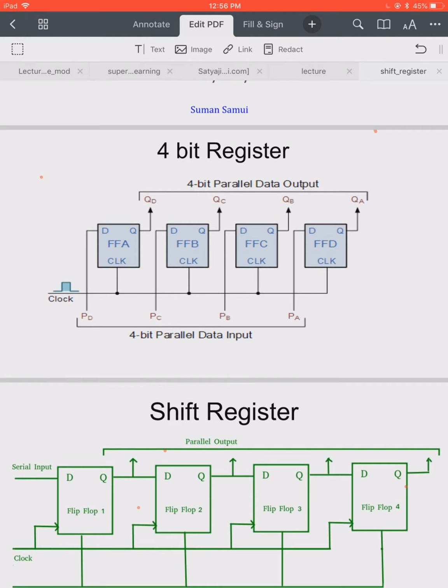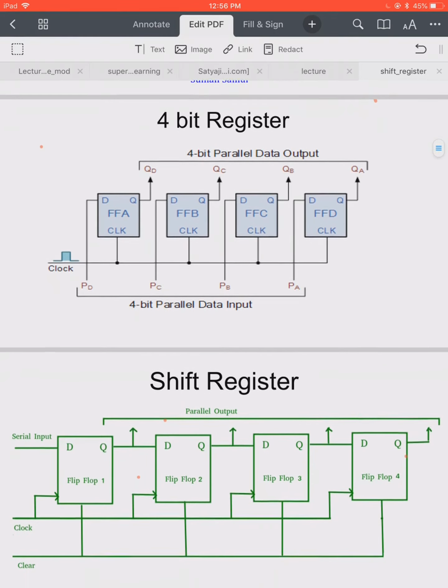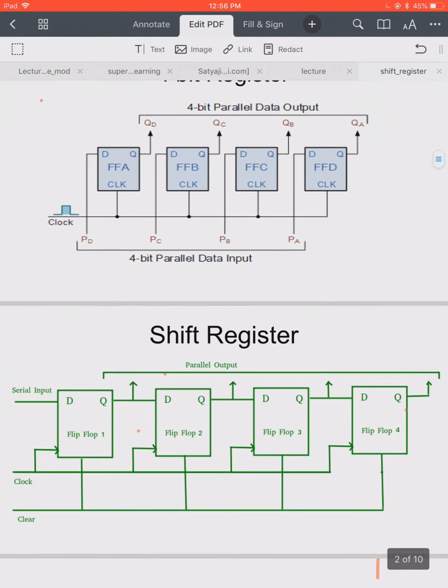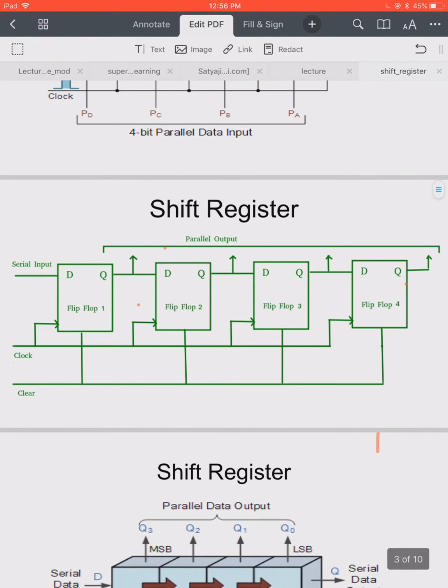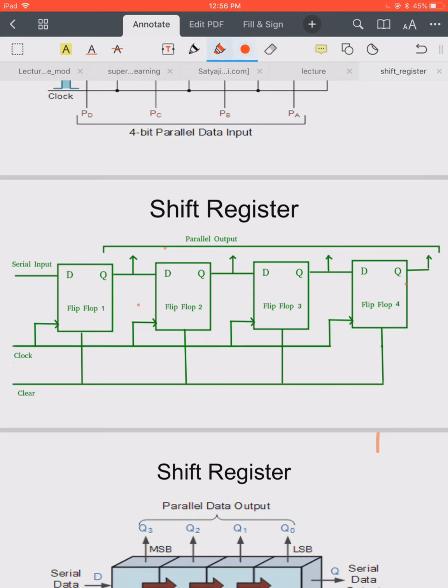Here the basic concept is that in the SIPO register, the only difference is that the output of one flip-flop is connected to the input of the subsequent flip-flop. Okay, so these connections are there in SIPO register.